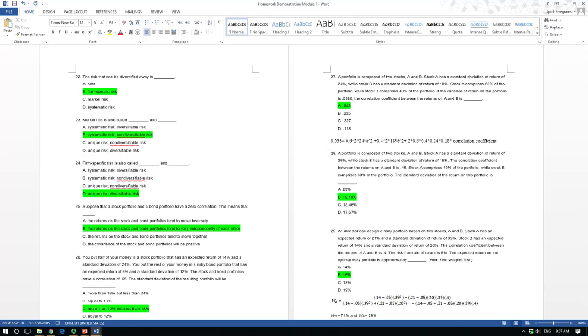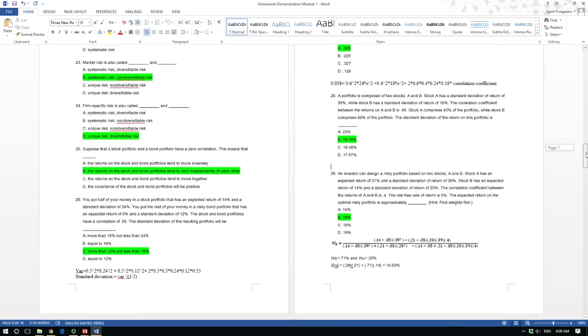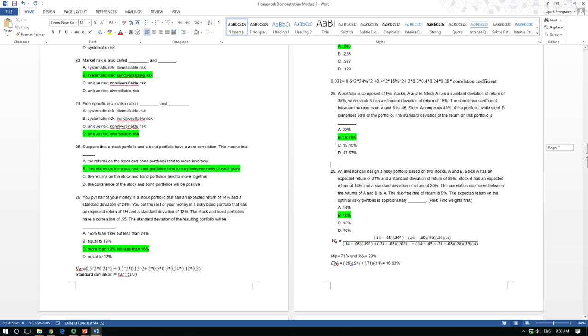A portfolio has two stocks, A and B. Standard deviation here is 35% for A and 15% for B. Correlation coefficient is 0.45. Weight is 40% for A and 60% for B. It asks you the standard deviation of this portfolio. Right? So here you have all 5 factors: W1, W2, sigma 1, sigma 2, and this rho.